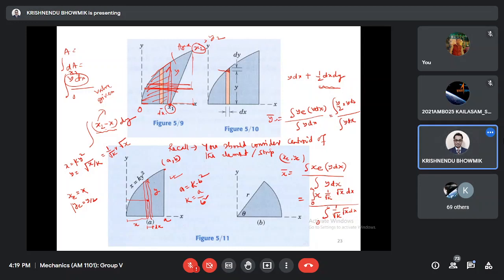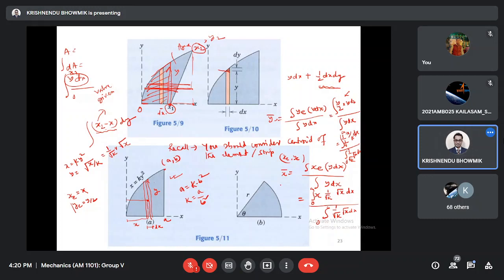Now from the curve you will get y square equal to x by k, you can write here. That means y equals root of x by k, so half dx, here it is 1 by root k, square root x dx from 0 to a. That way you can calculate this centroid.